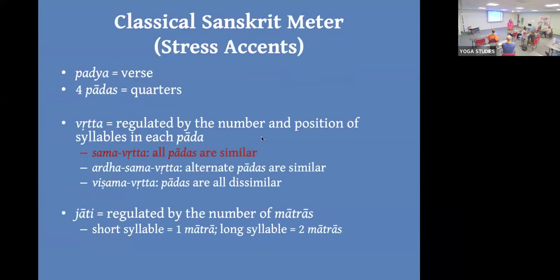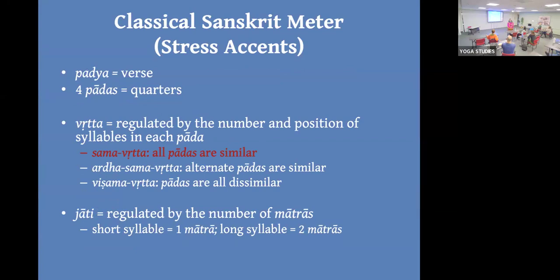But as I said, we don't want to really get too involved with Vedic meter here. What we want to talk about is classical meter. And in classical Sanskrit meter, instead of pitch accents, there are stress accents. So what does this mean?